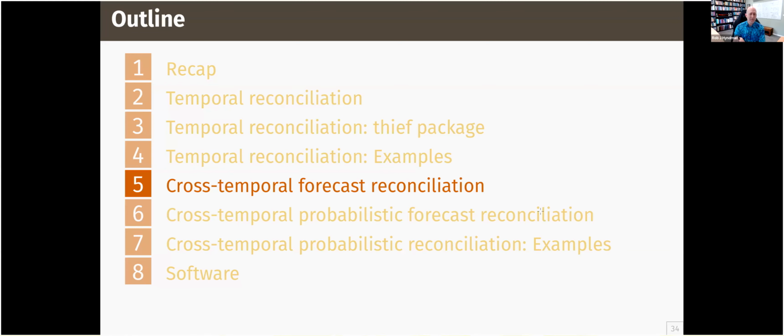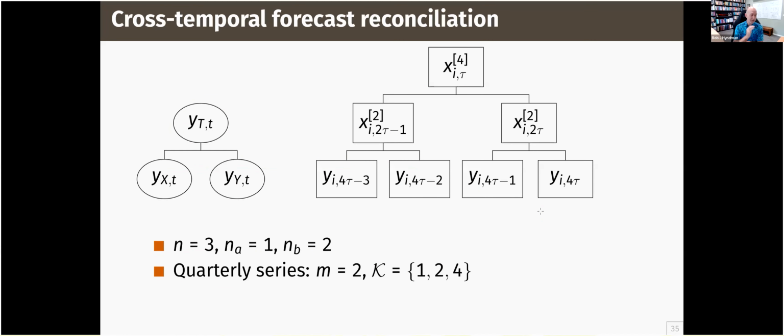Okay, let me now talk about cross-temporal. So that's where we've got cross-sectional reconciliation as well as temporal reconciliation. We're interested in forecasting lots of series, and we want to make sure that any aggregation constraints are retained, but we're also interested in using the temporal direction to improve our forecast by using different temporal aggregations and making sure they add up appropriately. So I'm going to take a really, really simple example because it gets a bit complicated when we try to think about both types of reconciliation at the same time.